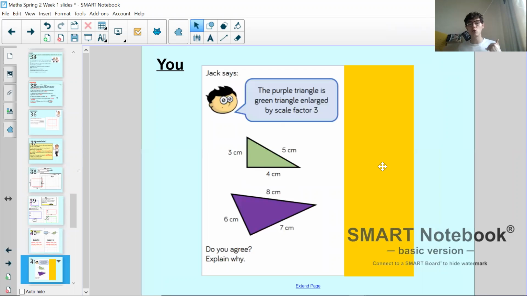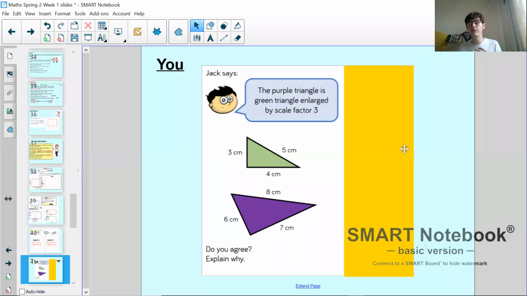And now I've got your question up on the board, okay? So have a go at this question here, which says, Jack says, the purple triangle is the green triangle enlarged by scale factor 3. Do you agree? Explain why, okay? So give the screen a pause, have another read of the question, see what you think, and then I'll come back to you with the answer.